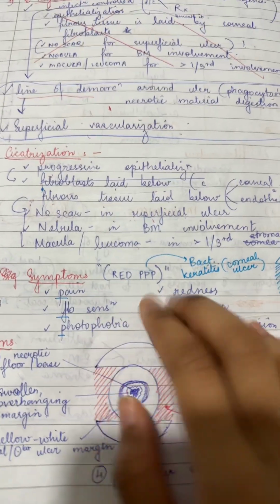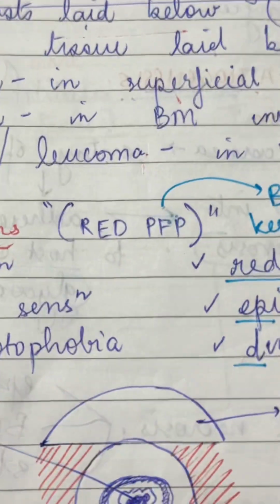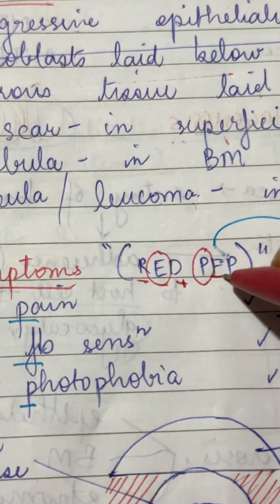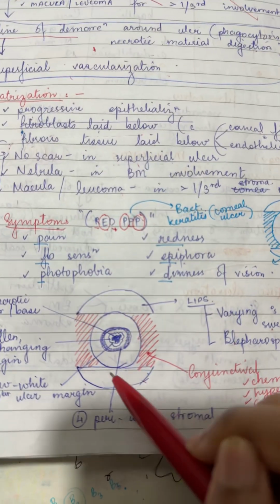Patient will come to you with a red painful eye with typical bacterial keratitis corneal symptoms: redness, epiphora and dimness of vision, increased watery discharge. With corneal pathology there will be pain, foreign body sensation, photophobia also. In the lids you'll see varying degrees of blepharospasm.